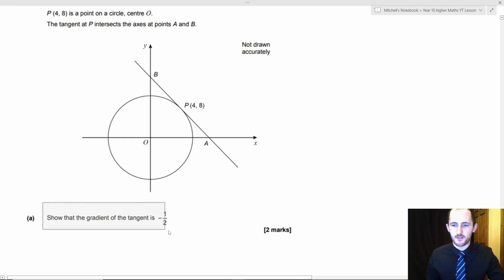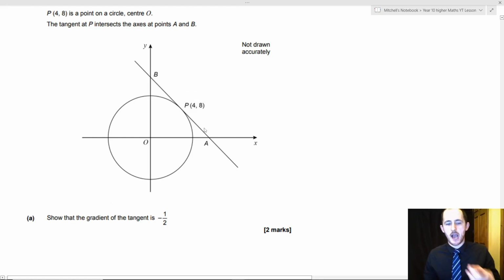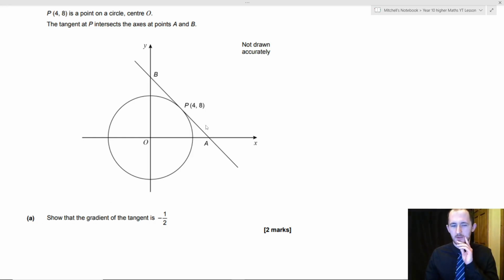So show that the gradient of the tangent is -1/2. So I know what you're probably thinking. We only have one coordinate, we can't really work it out. Do I know the shortcut? Well, how about I do it my way and you can tell me if it's different to what you're thinking, Evie, yeah? But you probably know it already.